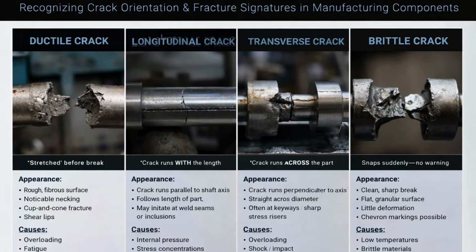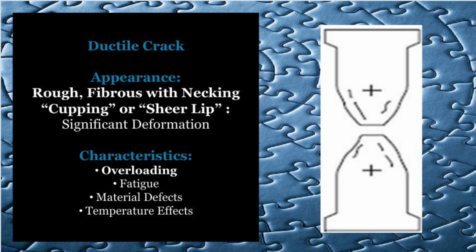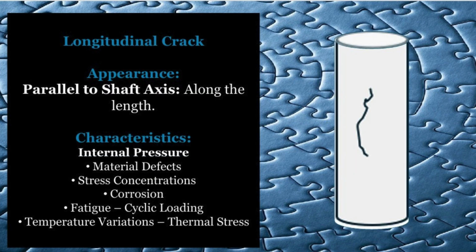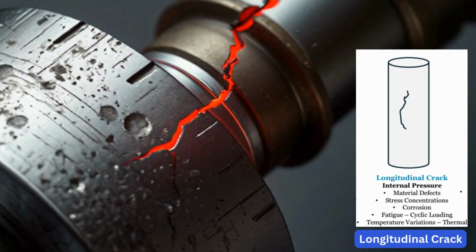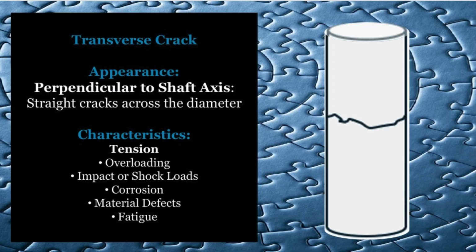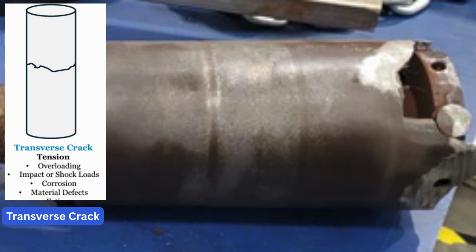Ductile cracks, rough and fibrous with necking, often showing cupping or a shear lip. These are commonly caused by overloading, fatigue, material defects, or elevated temperatures. Longitudinal cracks, running parallel to the shaft axis, typically driven by internal pressure, material defects, stress concentrations, corrosion, cyclic loading, or thermal stress. Transverse cracks, perpendicular to the shaft axis and extending across the diameter, usually associated with overloading, impact or shock, corrosion, material defects, or fatigue.